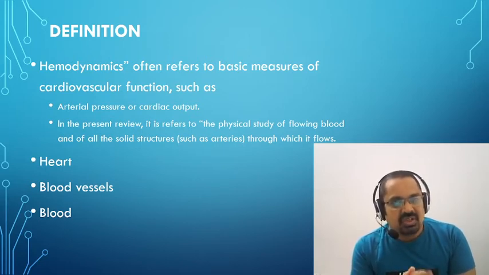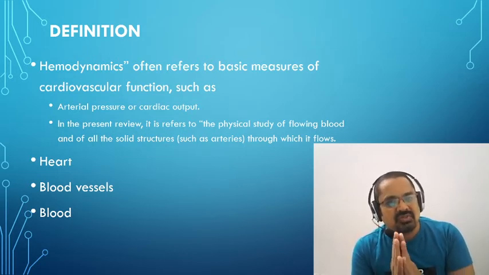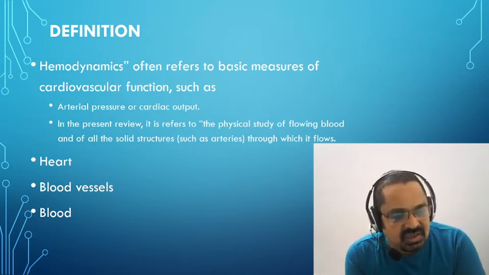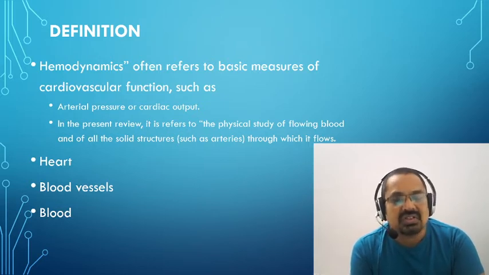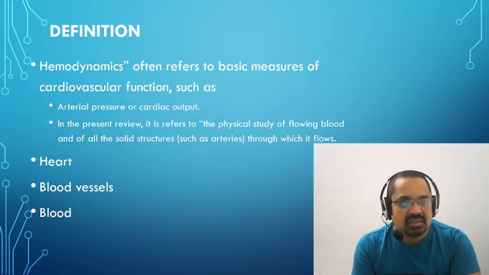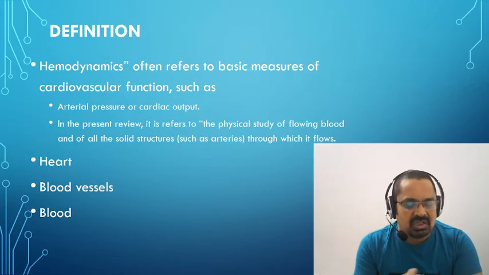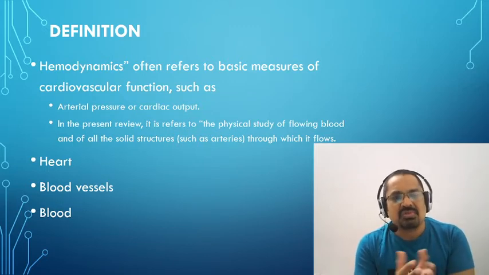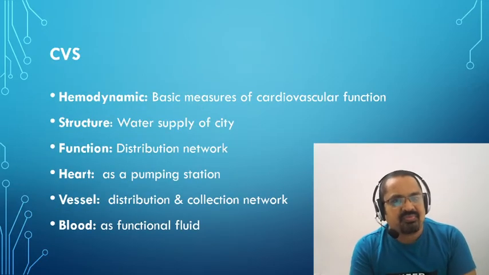So this cardiovascular or hemodynamic system principally consists of three parts: the heart, the blood vessels, and the fluid flowing through that system, which is called blood. These three components, heart, blood, and blood vessels, combined together form the cardiovascular system.